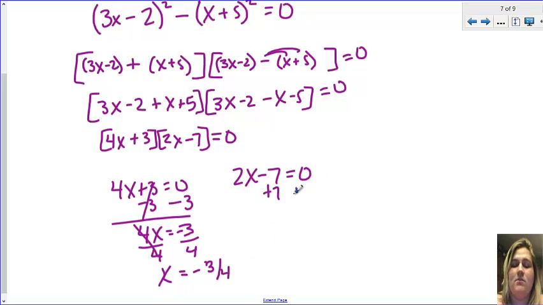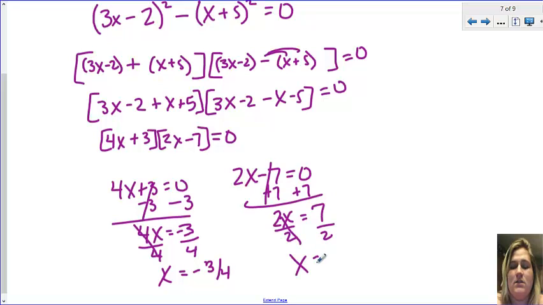Here I'm going to add 7 to both sides. So I get 2x equals 7. Divide by 2 on both sides. x is equal to 7 over 2. Final answer.